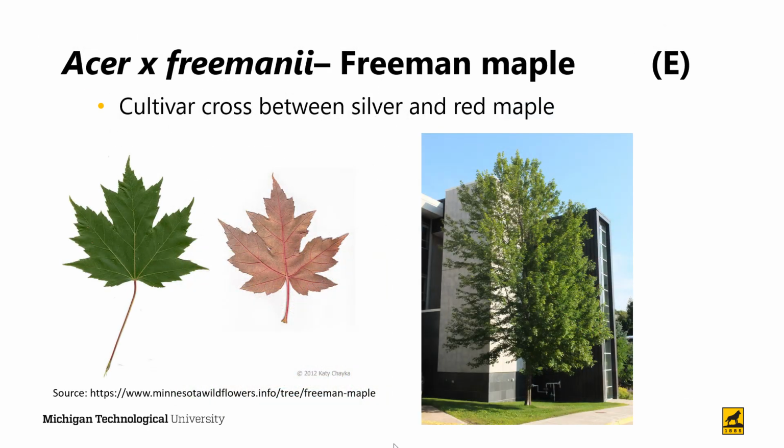On the west side of the library, we find a Freeman maple, which is actually a cross between a red maple and a silver maple that we'll both see in a bit. Note how the edges of the leaf are serrated, unlike the smooth leaf edges we saw on the Norway maple.